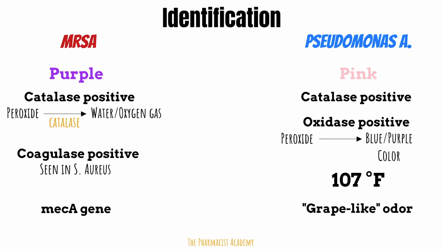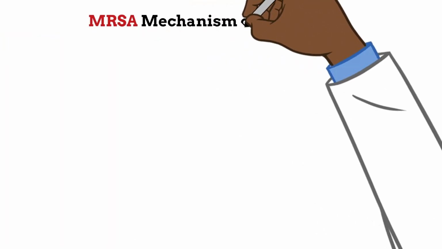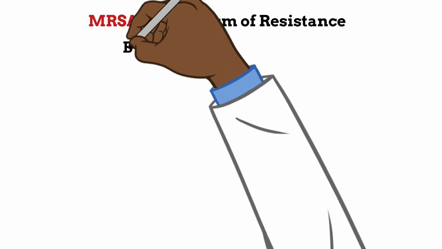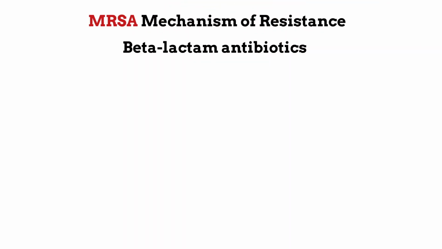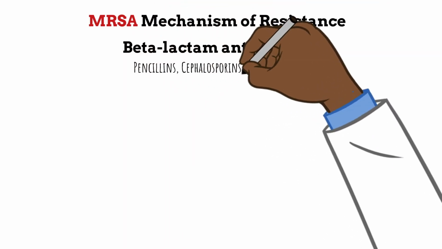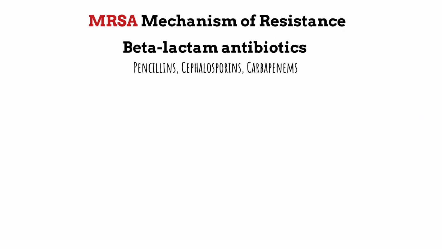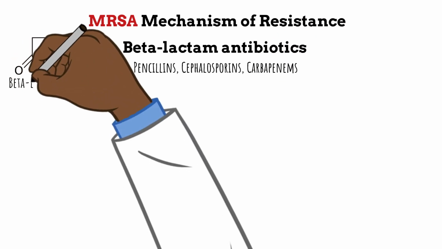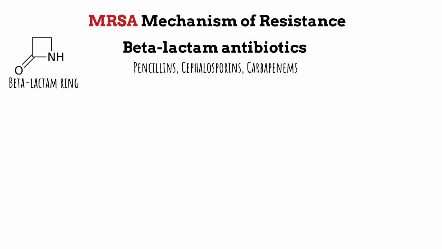Before we dive into the antibiotics that will cover these bacteria, I think it's important we understand the mechanism of resistance of these microorganisms and why some medications won't work against them and only specific medications will work. So the mechanism behind how Staph aureus becomes resistant to methicillin all starts with the structure of beta-lactam antibiotics. These include penicillins, cephalosporins, and carbapenems. One thing they all have in common is this beta-lactam ring in their chemical structure.